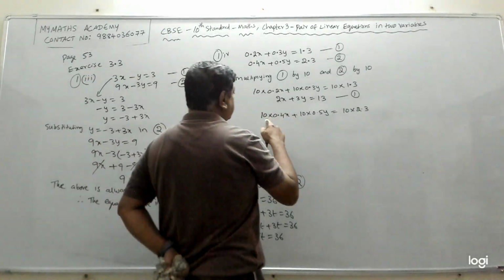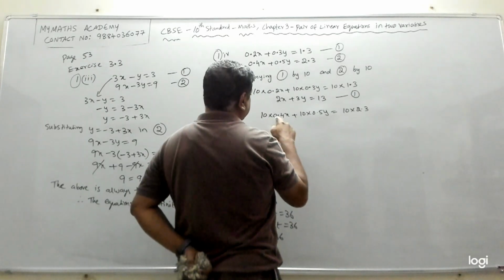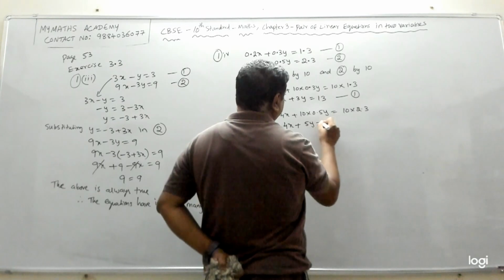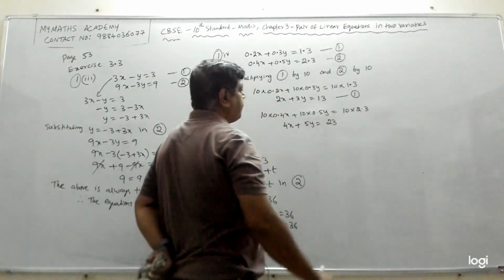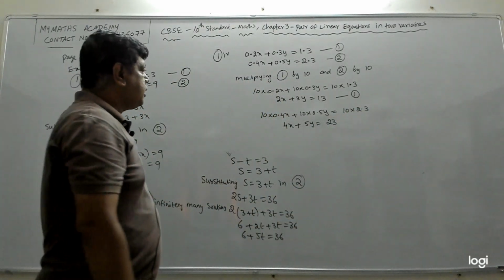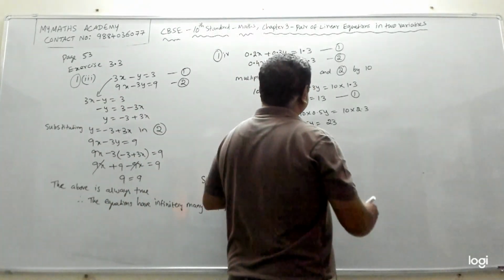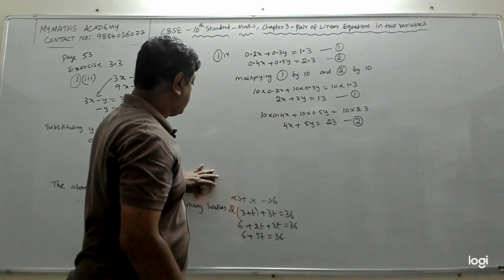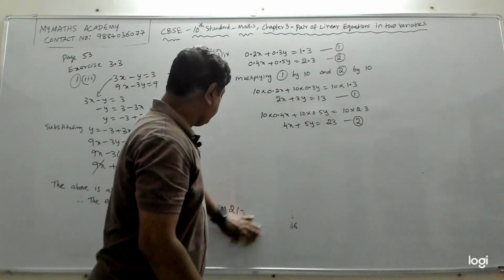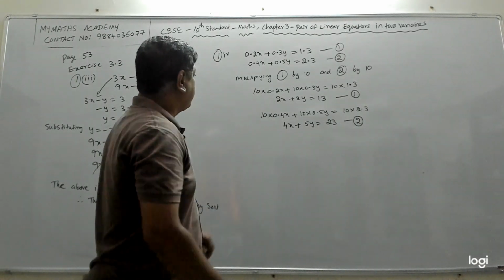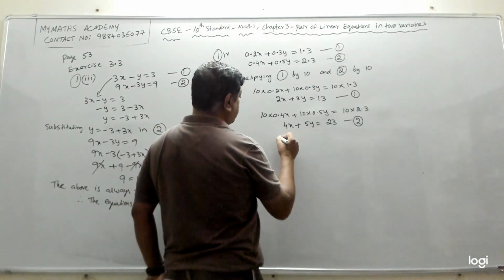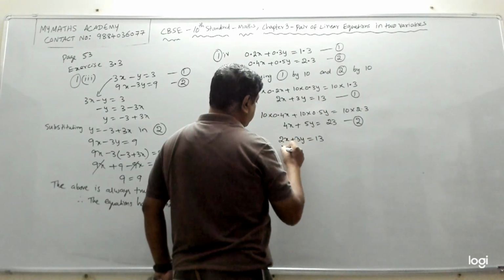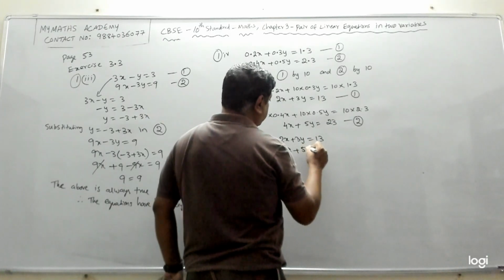So if I multiply the second equation by 10, what does it become? 10 into 0.4 is 4x plus 10 into 0.5 is 5y equal to 10 into 2.3 is 23. Now this is your second equation. Now we should solve these two equations and find the values of x and y. So how do we do this? The equations are 2x plus 3y equal to 13, this is 1, and 4x plus 5y equal to 23.